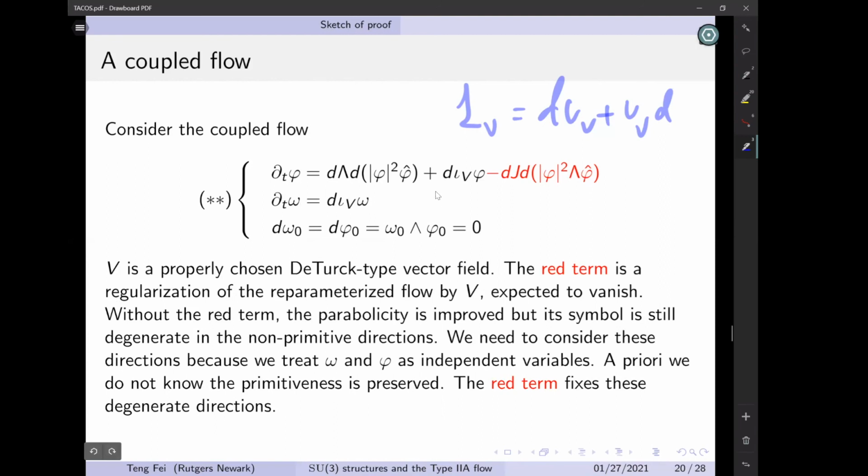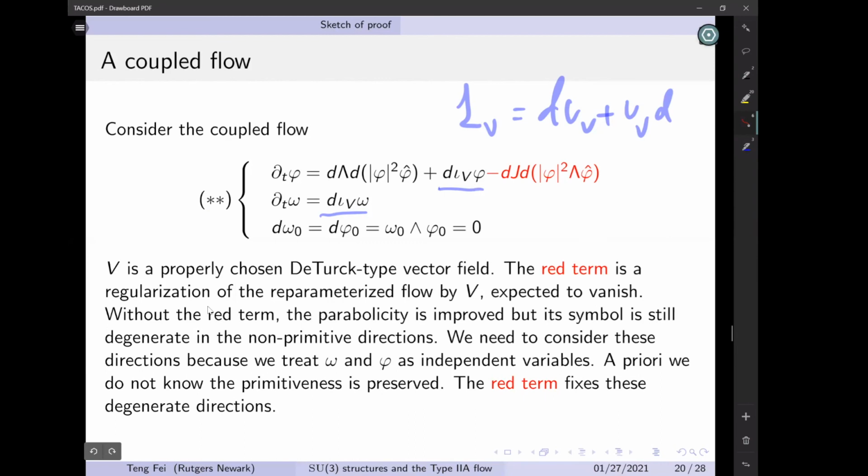So if you only have these two terms, then this is really like the Dieterk streak, because we are expecting this phi and omega to be closed along the flow. So this extra term drops out. So we only need to keep this exact terms here. But anyway, we really need this red term, the extra red term.